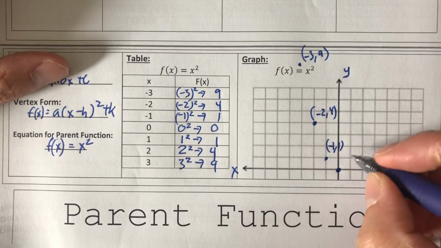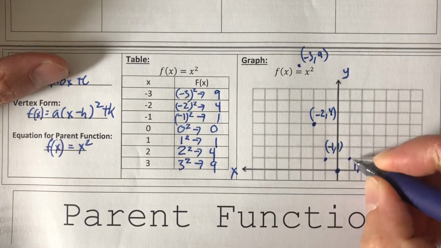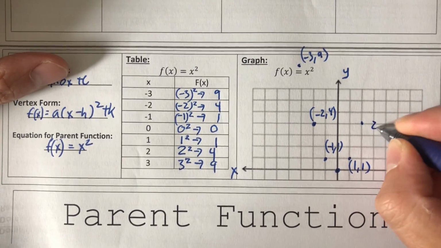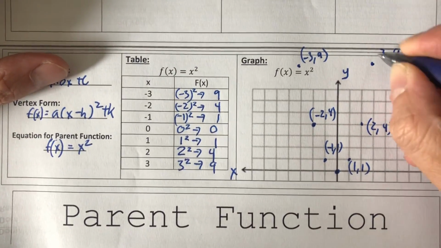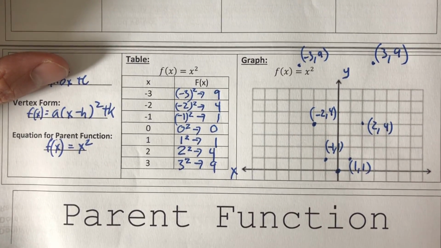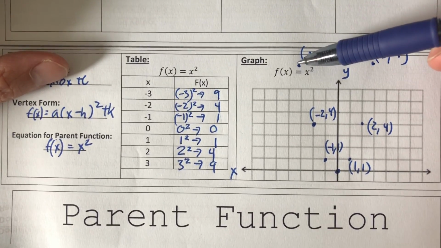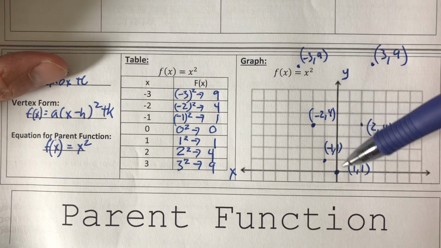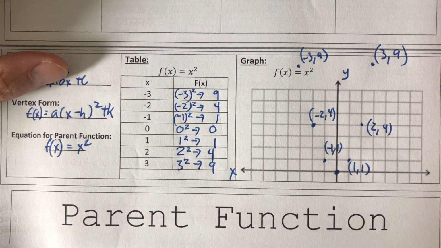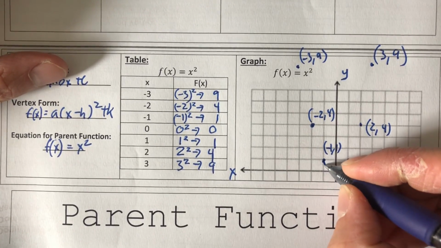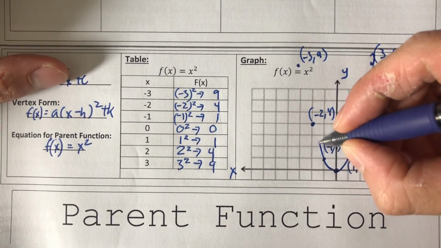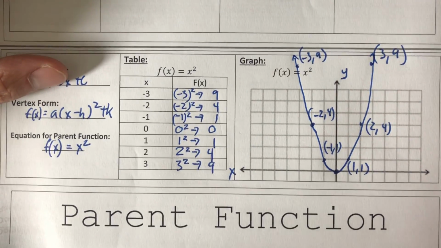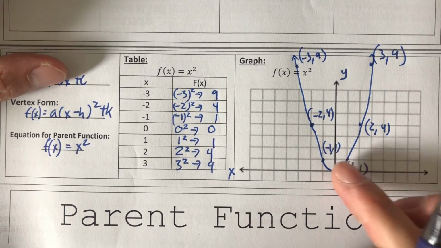And 0, comma 0. Again, 1, comma 1. 2, comma 4. And then 3, comma 9. So I plotted all the dots, and it kind of looks like it might be a V shape because my dots are kind of spaced out. But in reality, this is a parabola. It's pretty rounded. It's more like a U shape. So this is what the parent function of quadratic functions looks like.